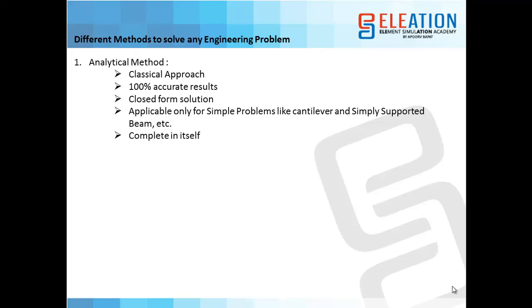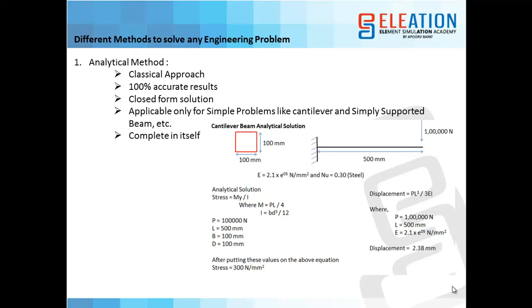So the first point is different methods to solve any engineering problem. The first thing is we can solve any engineering problem, say a cantilever beam problem, using hand calculations. This is the analytical approach, using some equations and the inputs given for that problem. This gives us 100% accurate results because the equations which we have for stress and displacement are 100% accurate. So we get a solution which is very closed and very accurate.